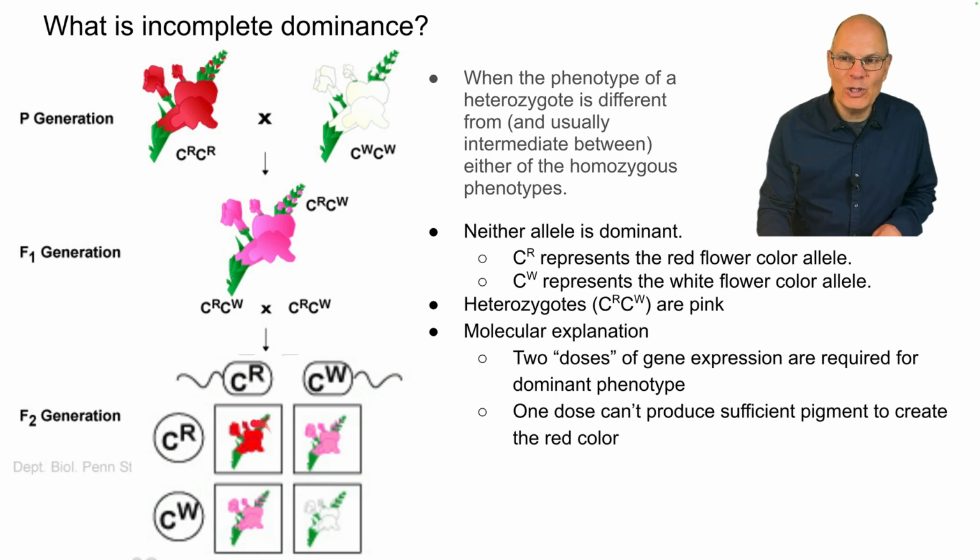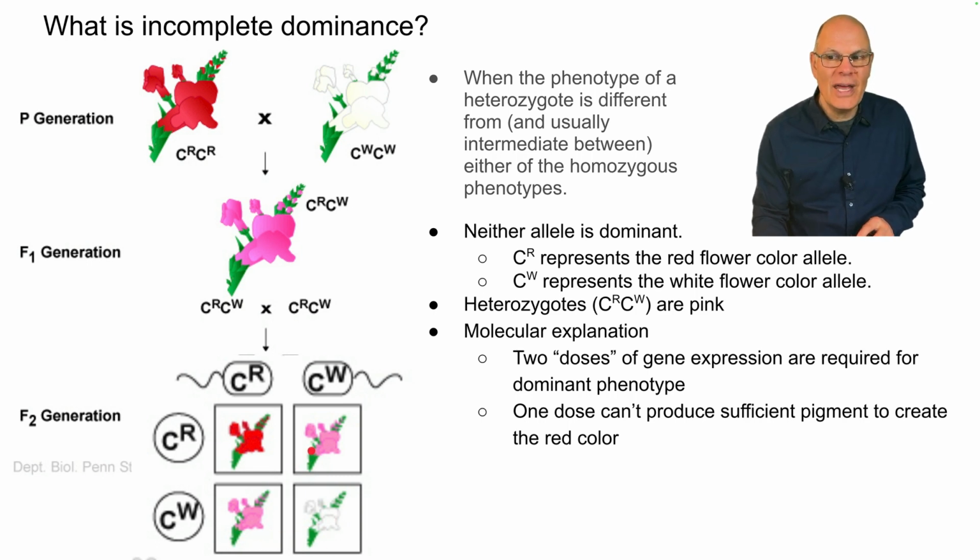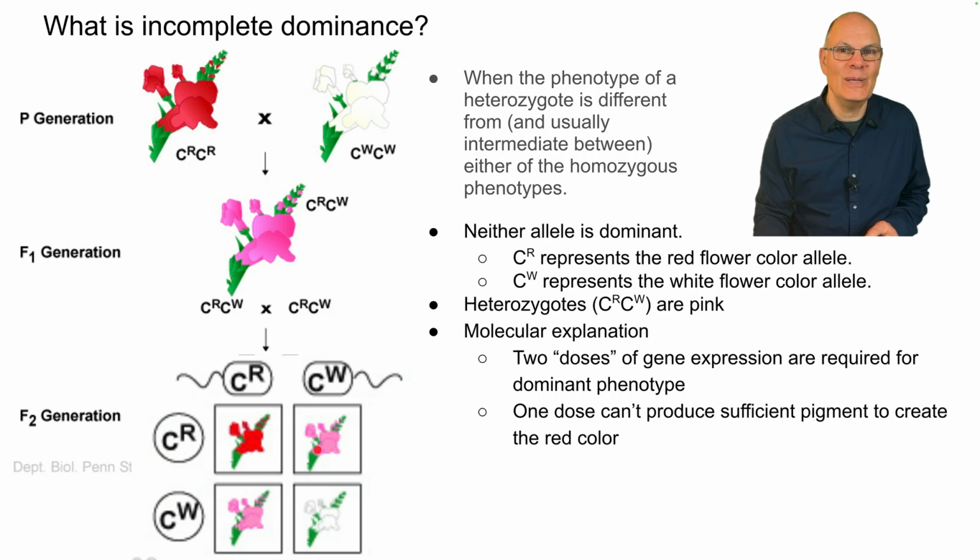Let's see what happens when you do your F1 cross to produce the F2 generation. So we have a pink carnation, C big R, C big W, crossed with another pink carnation, C big R, C big W. What do you get in the offspring? You get one offspring that's red because it's C big R, one offspring that is white because it's C big W, and two that have the intermediate phenotype pink because they're going to be C big R, C big W, C big R, C big W.